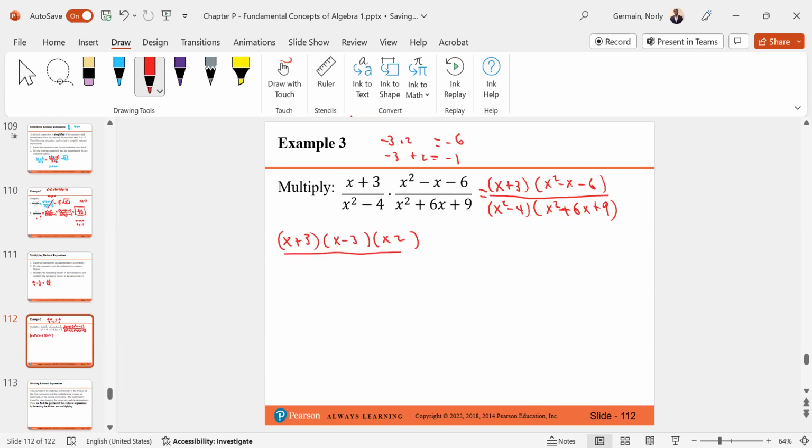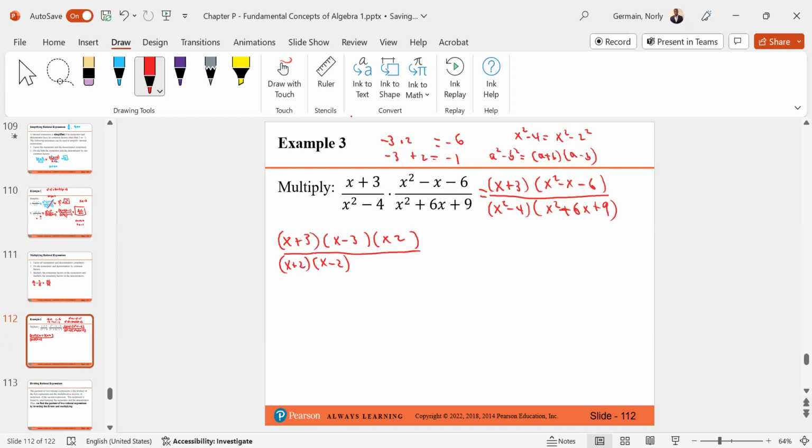That's the top one. The bottom one, remember, if you see x squared minus 4, it's the same thing as saying x squared minus 2 squared. What is a squared minus b squared again? It is a plus b times a minus b, right? So we're going to have x plus 2 times x minus 2. We're done with the first parenthesis in the denominator.